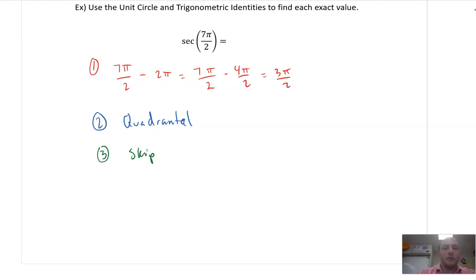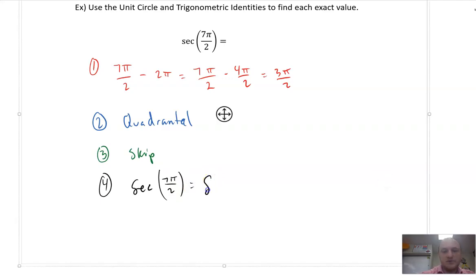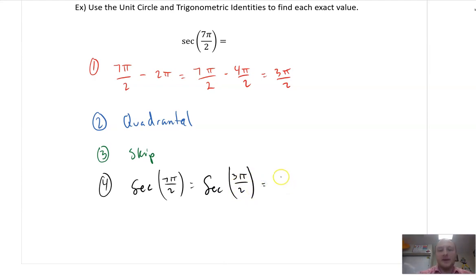Okay, quadrantal. I can skip step 3. And then step 4. Secant of 7 pi halves is equivalent to secant of 3 pi halves. Well, I know that secant is 1 over cosine. What is cosine of 3 pi over 2? That is at the south pole. That's the x value at the south pole, and that is going to be 0, 1 over 0, which is undefined.